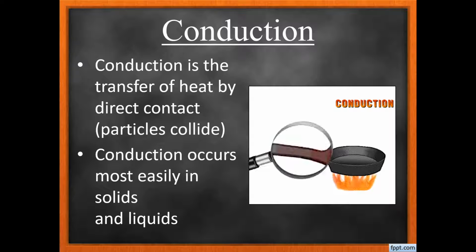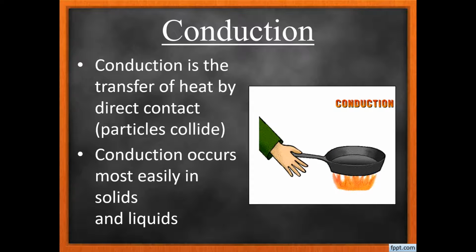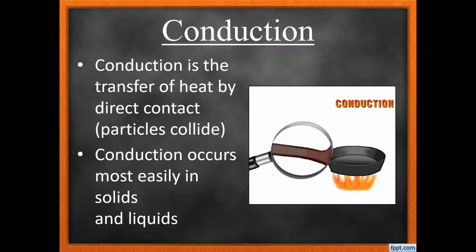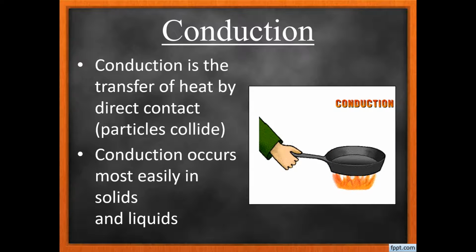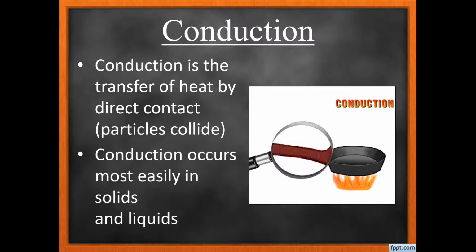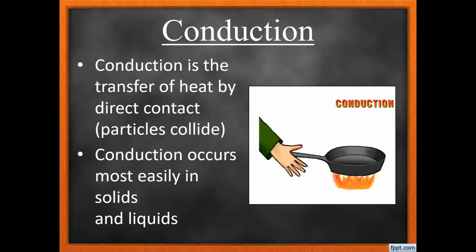Because all the molecules in the handle are really close, if the molecules closer to the flame start vibrating faster, they're going to bump into their neighbors. As they continue to bump into their neighbors, it's going to spread until it reaches the rest of the handle. So this is probably what y'all are thinking at the very beginning. Conduction is whenever things are directly touching.